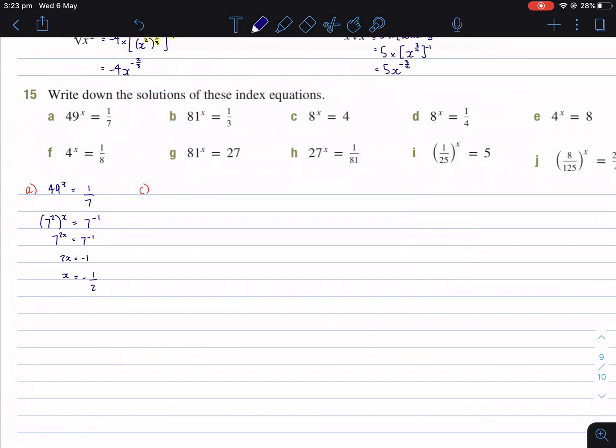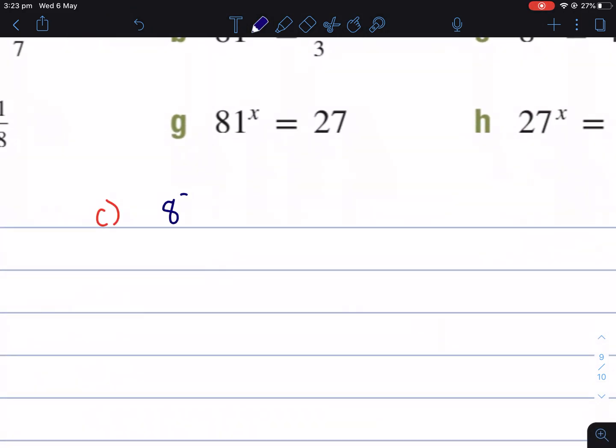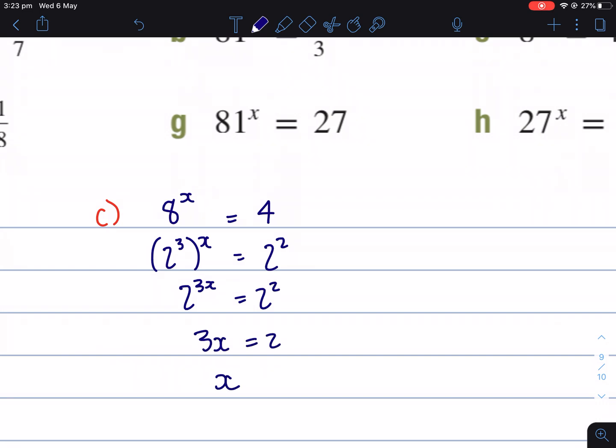8 to the x equals 4. Now, most people's problem with this question is they're going to try and get them both to base 4. The problem is 4 times whatever is never going to end up as 8. We're going to have to take them both to base 2. So we've got 2 cubed to the x equals 2 squared. So this is 2 to the 3x equals 2 squared. So 3x equals 2, equating the indices, x equals 2 on 3.